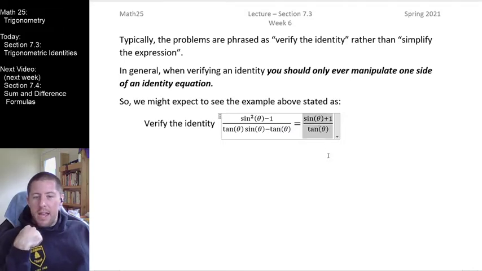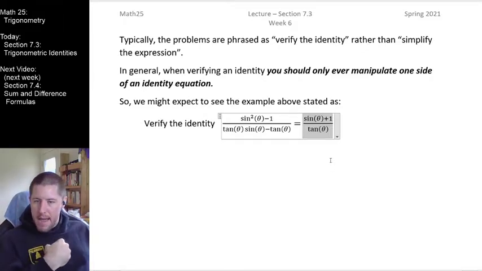So I'm using the right-hand side not algebraically. I'm never going to touch it. But I am using it as my guide. It motivates my algebraic actions. It gives me like hints as to what I might do. It motivates my actions here, right?